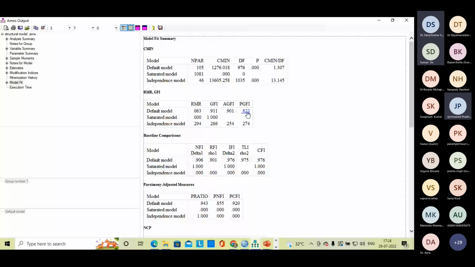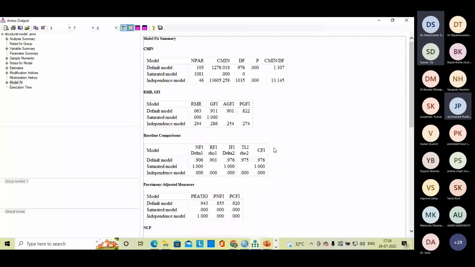Now coming to the badness of fit. These are all goodness of fit. Now coming to the badness of fit. What is the badness of fit? That means how much the data, or your model, is deviating.